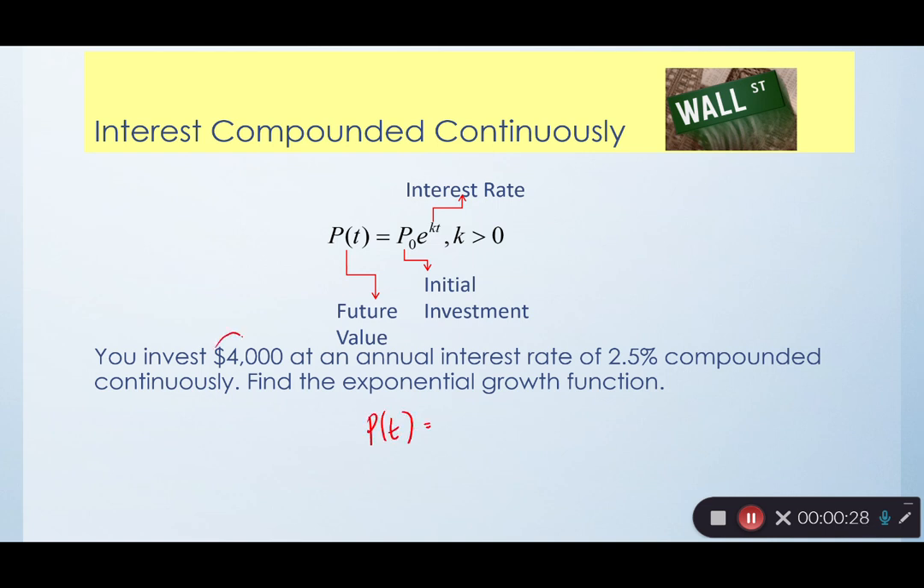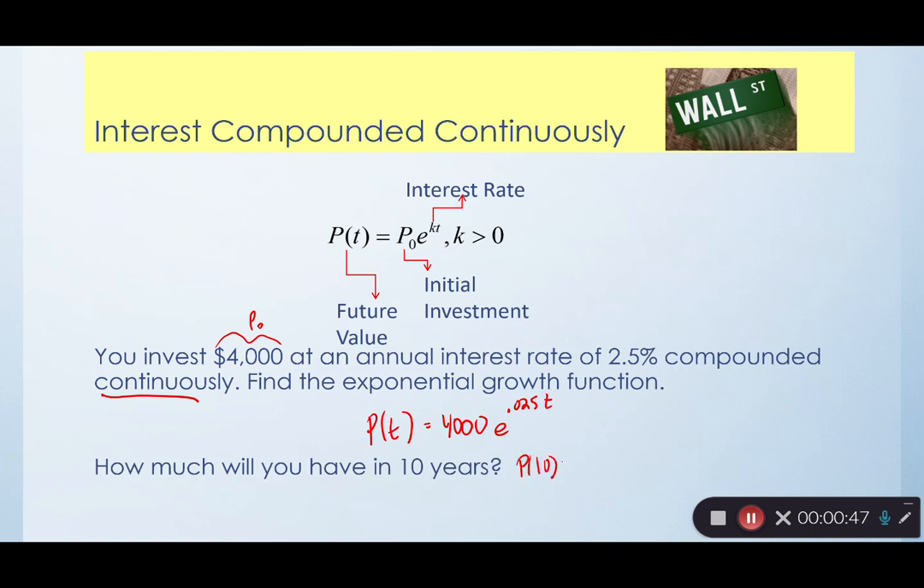Because 4,000, that's going to be our P0. That's our initial investment, and we see that continuous compounding. So e to the 0.025t. There we go. That's all that there is to it. How much are we going to have in 10 years? Plug in 10, right? $4,000 e to the 0.025 times 10.